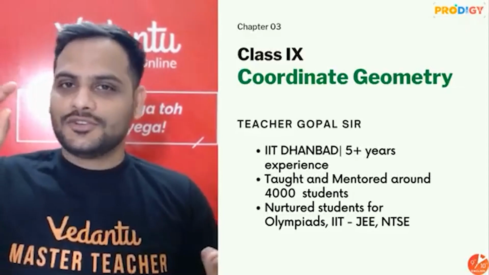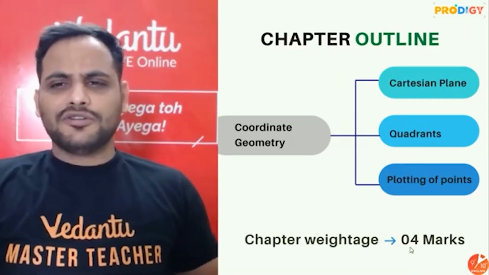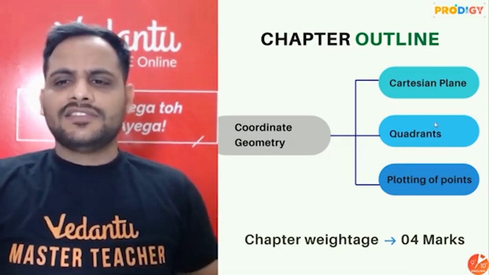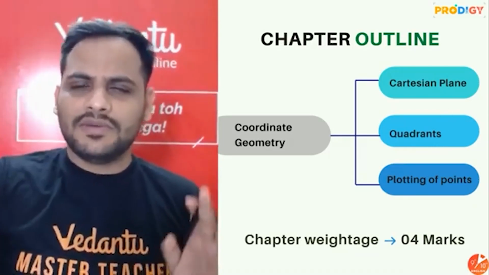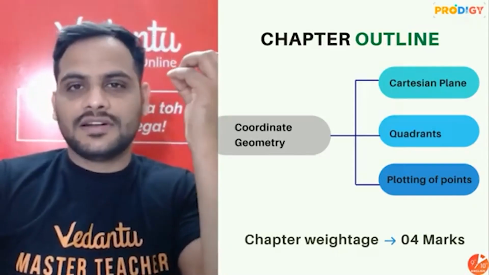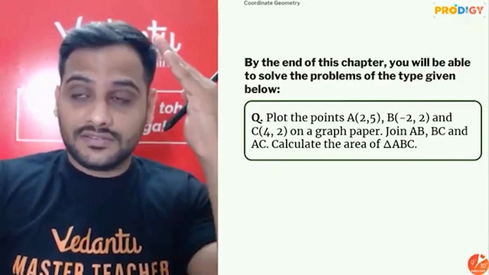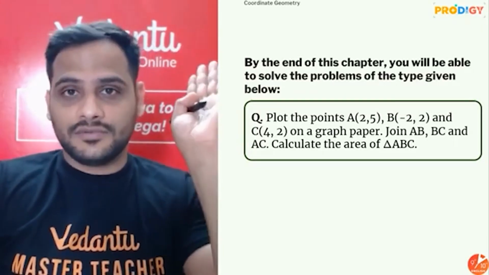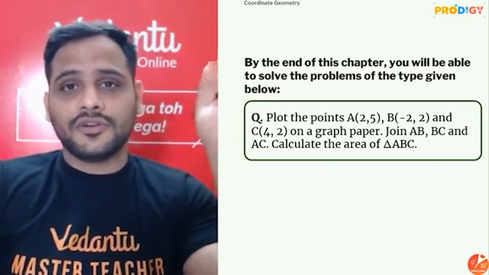ठीक है बच्चों, so as you all know, coordinate geometry I have already told you, around 4 marks questions will be there. Cartesian plane, quadrants and plotting of points. These are the 3 things which we need to remember and understand. And बहुत easy topic है यार, it is one of the easiest chapters. I would say it is easier than probability also. If this coordinate geometry, these will be the easiest topics of your syllabus.